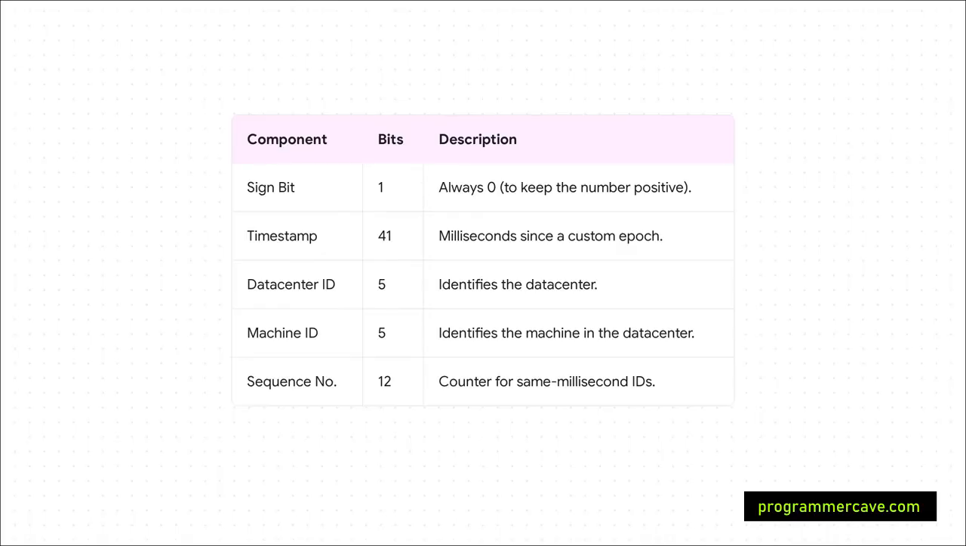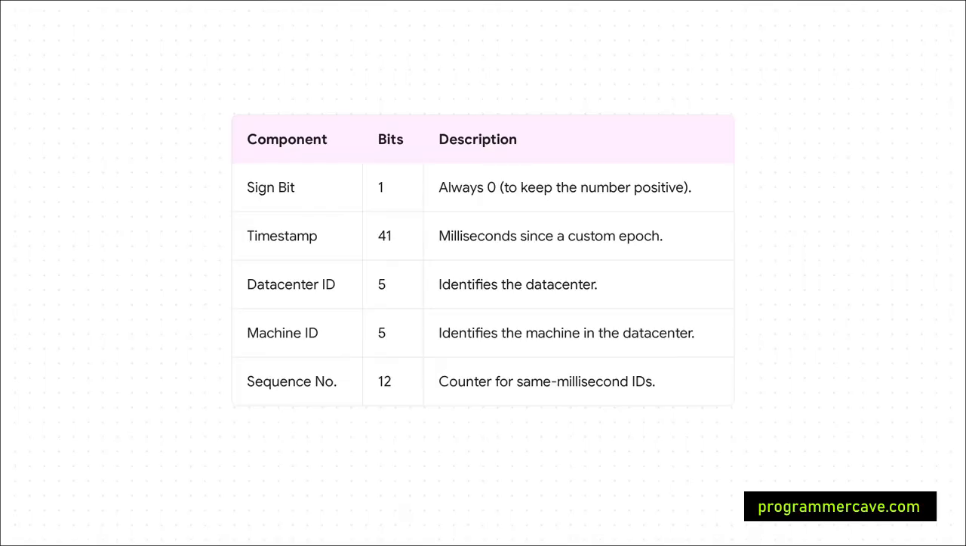The very first bit is just a sign bit, kept at 0 to make sure the number is always positive. Simple enough? The next 41 bits, that's the most important part. It's a timestamp, measured in milliseconds. Then we have 5 bits for a data center ID, and another 5 for a machine ID. This is how we know where an ID came from.